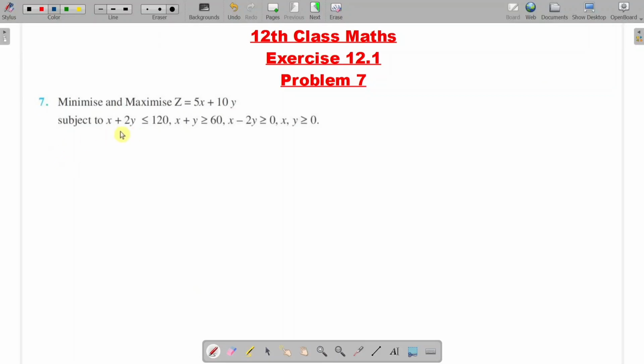In this video we will solve problem 7 in exercise 12.1 in 12th class maths. So the seventh problem is: minimize and maximize z equal to 5x plus 10y subject to x plus 2y less than or equal to 120, x plus y greater than or equal to 60, x minus 2y greater than or equal to 0, x, y greater than or equal to 0. So what we have to do is minimize as well as maximize this objective function subject to these conditions. Okay, so solution.